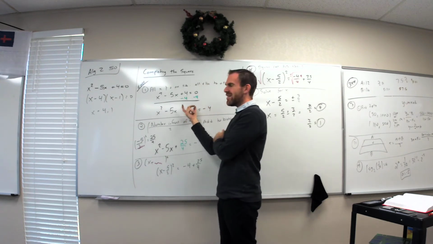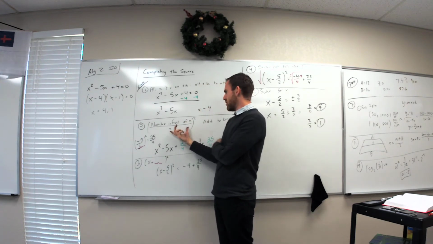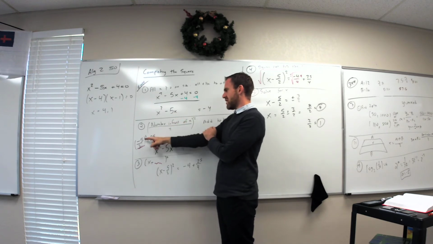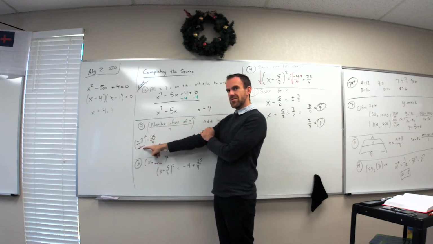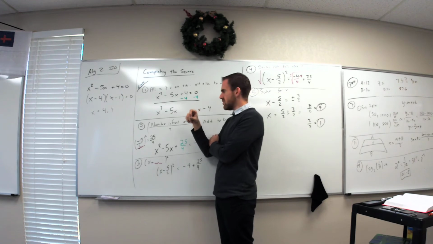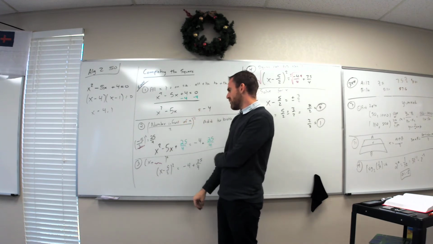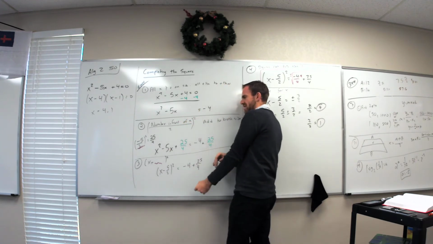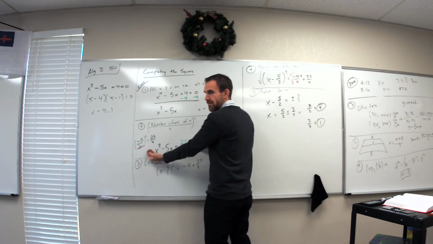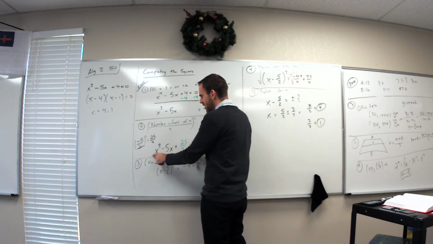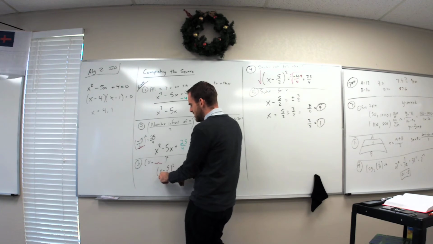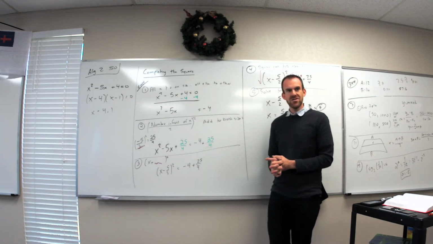So, we make the third term by taking the number in front of x, which is negative 5, dividing it by 2, and squaring it. That gets me 25/4. So I add that to both sides. That gets me my third term. Then I know that this simplifies down to x minus 5/2 squared.